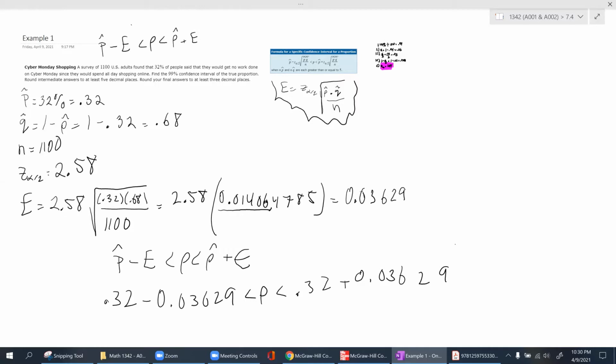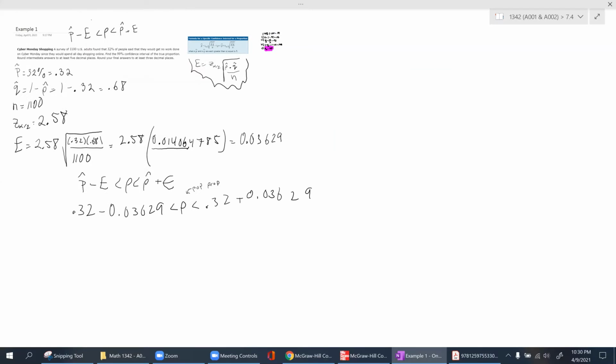Where p is my population proportion. Again, it's going to be very helpful to read ahead, skim the book ahead of schedule. So I get 0.32 minus 0.03629.